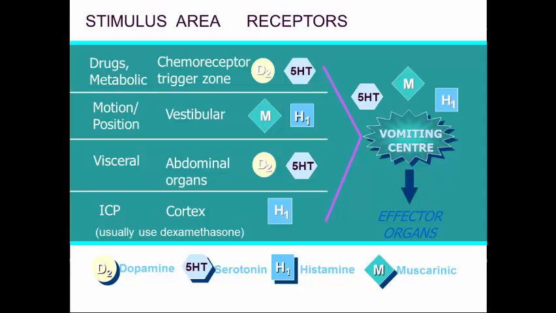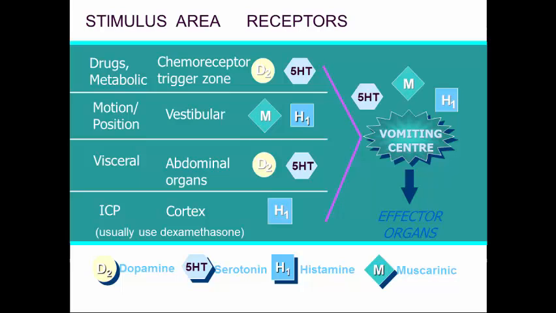And this, again, is just another way of looking at the same issue. So if the cause is drugs or metabolic-related nausea and vomiting that's activating the chemoreceptor trigger zone, then dopamine and 5-HT3 antagonists are effective. If it's due to motion and position, the vestibular system is the cause, and therefore antimuscarinic and antihistaminergic agents. If it's from the viscera, so the abdominal organs, then dopamine and 5-HT4 agonists. And if increased intracranial pressure, it's through the cortex, and antihistamines are effective.